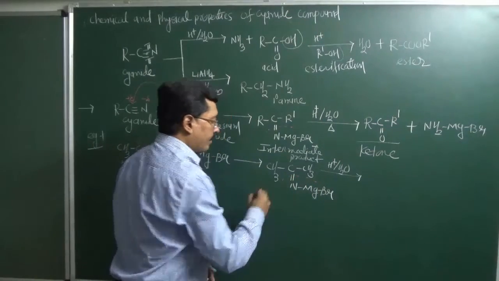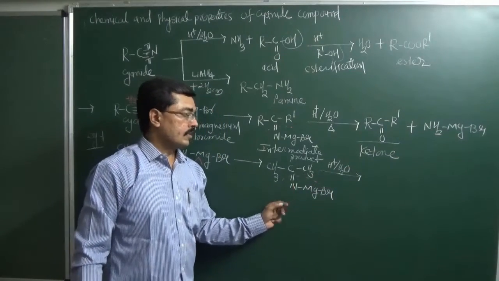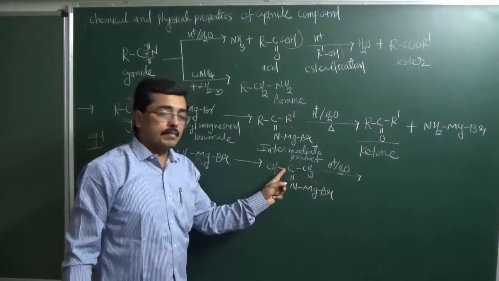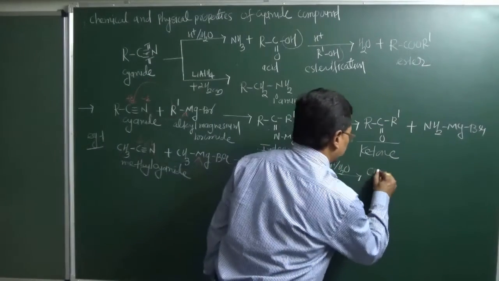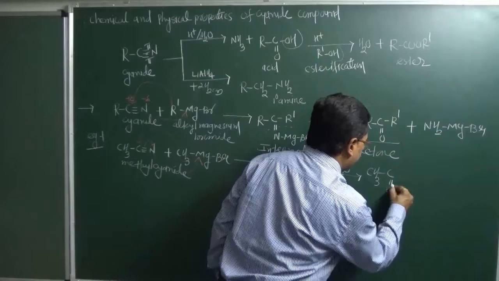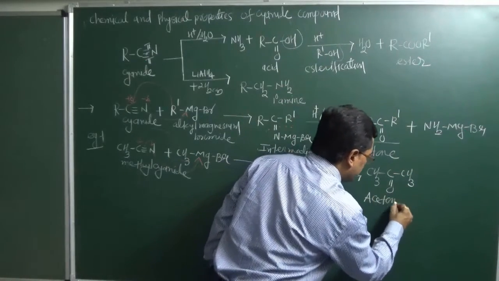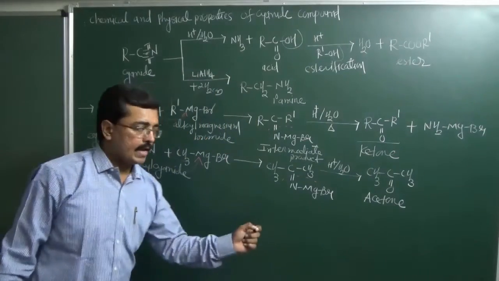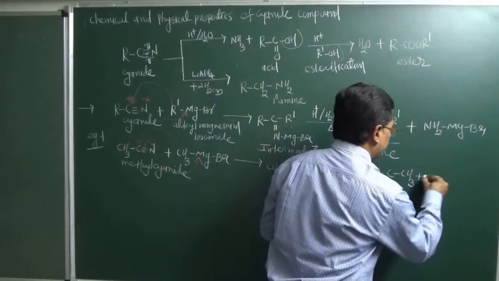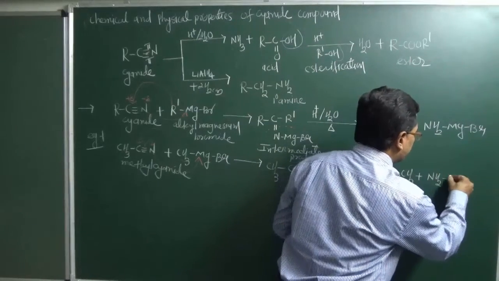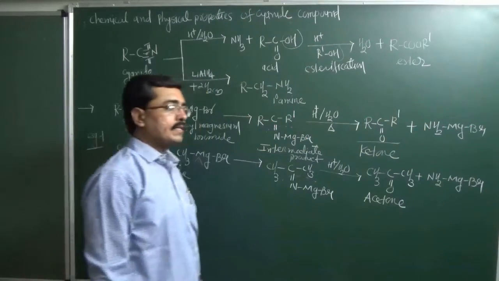When hydrolysis is carried out in the presence of acid, we will get a ketone. This double bond will break, oxygen will be added on carbon and hydrogen will be added on nitrogen. So now the structure obtained is CH3 C double bond O CH3. What is the name of this structure? Yes, exactly, it is known as acetone, and the byproduct is NH2MgBr, with magnesium both are attached.